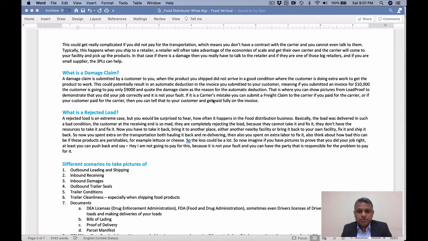So that's where you can show pictures from LoadProof to demonstrate that you did your job correctly and it's not your fault. So you can have the customer or the receiver talk to the carrier, or, if you paid for the carrier, you can go back and file a freight claim and get this addressed, right?